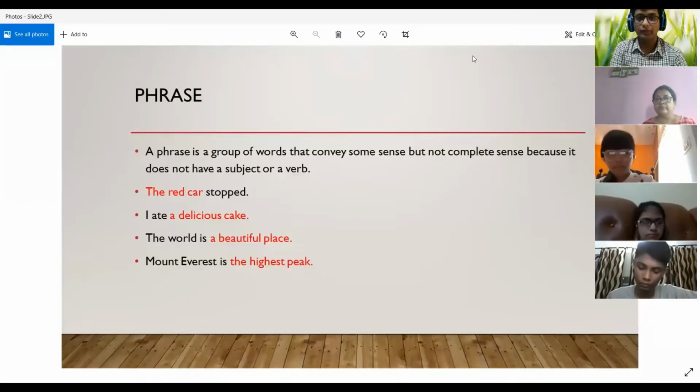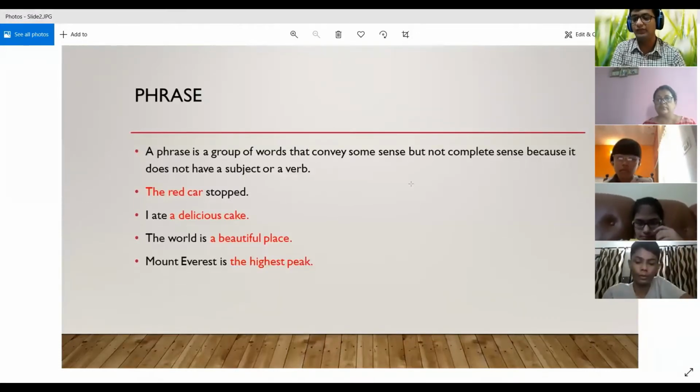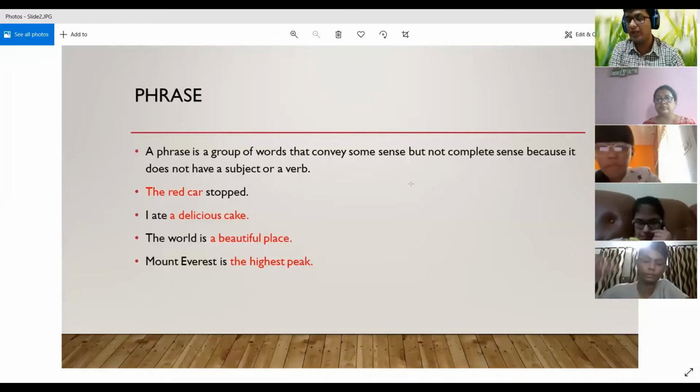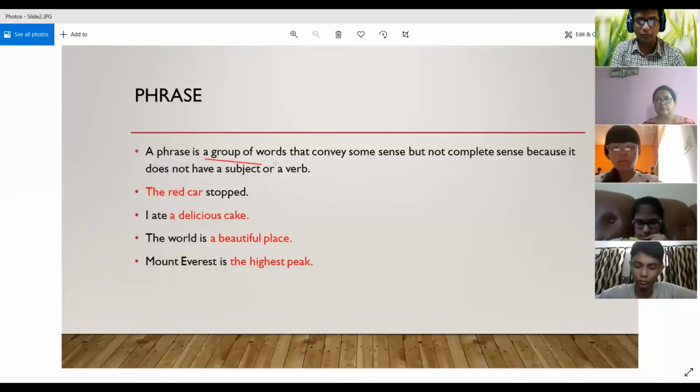Okay. So, for example, a sentence. When a sentence is there, it gives complete sense. When we read it, we get complete information about a particular thing. But that is not the case with a phrase. A phrase is a group of words that convey some sense. That is very important, not complete sense. You can see, not complete sense.